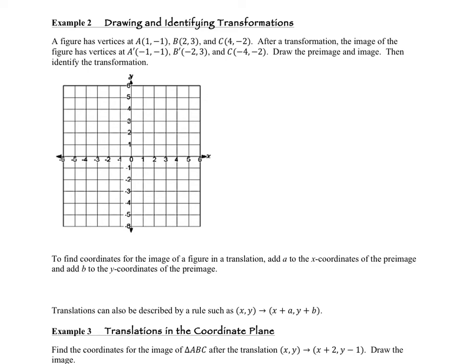Okay, example 2, we have 1, -1 is A, 2, 3 is B, 4, -2 is C. And so we have our triangle ABC. That's my pre-image. And then my image is going to be A prime, -1, -1. Notice I marked the letters on the grid. That's because it makes it a lot easier to see what kind of transformation is occurring. -2, 3, which is B prime, and -4, -2, which is going to be C prime.